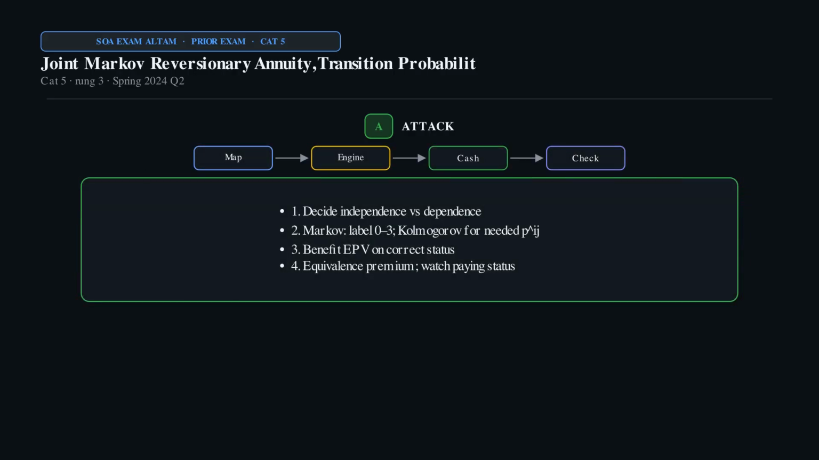Attack with the Category 5 checklist. Step 1: Decide independence versus dependence. Step 2: Markov. Label states 0 to 3. Call Kolmogorov for needed p(ij). Step 3: Benefit EPV on correct status. Step 4: Equivalence premium. Watch paying status.